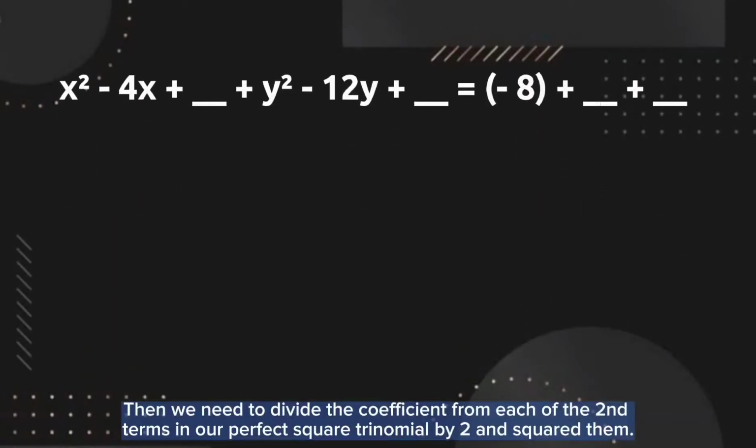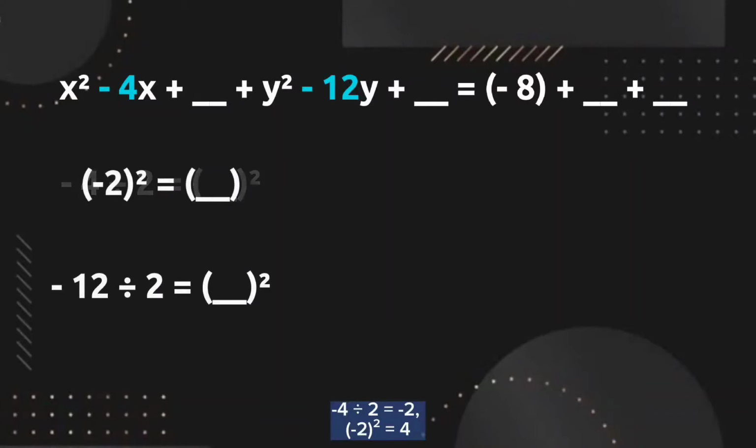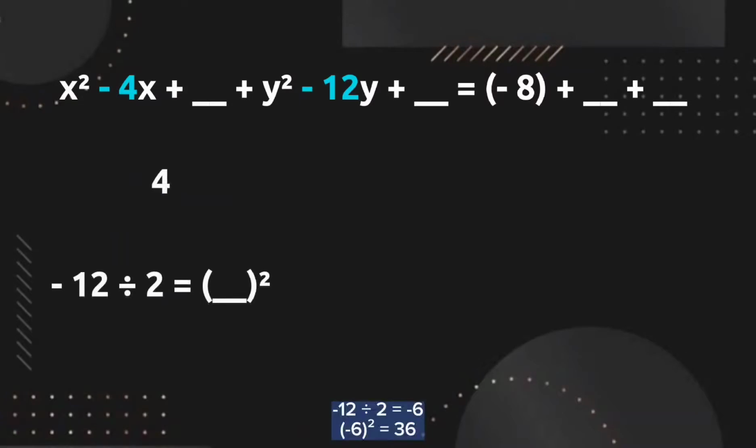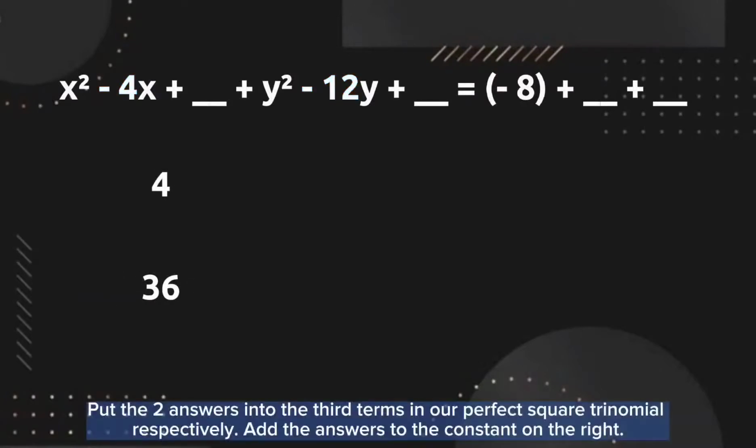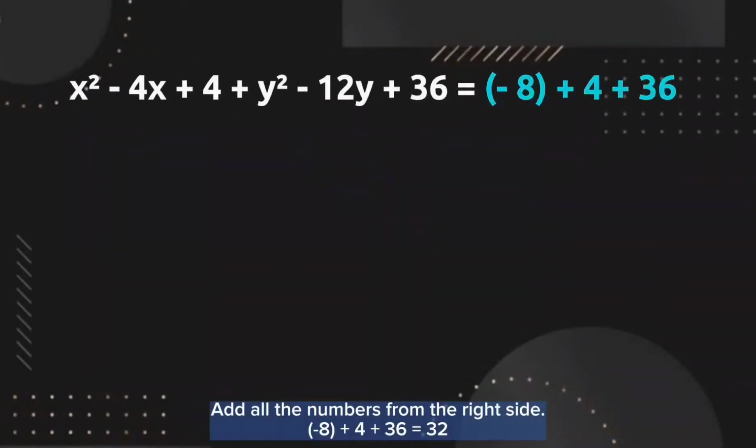Then we need to divide the coefficient of each of the second terms in our perfect square trinomials by 2 and square them. Negative 4 divided by 2 is equal to negative 2. Negative 2 squared is equal to positive 4. Negative 12 divided by 2 is equal to negative 6. Negative 6 squared is equal to positive 36. Put the two answers into the third terms of our perfect square trinomials respectively. Add the answers to the constant on the right. Add all the answers on the right side. Negative 8 plus 4 plus 36 is equal to positive 32.